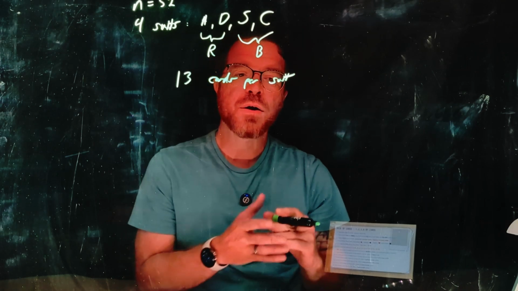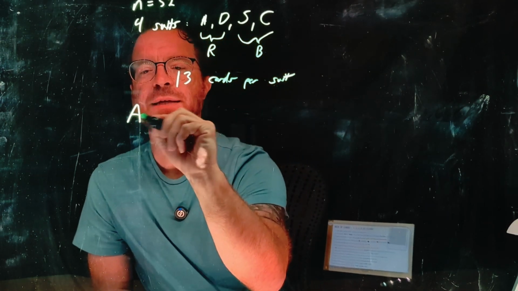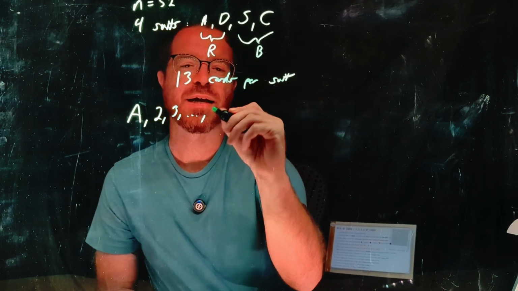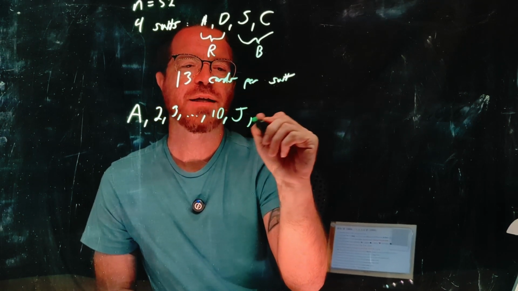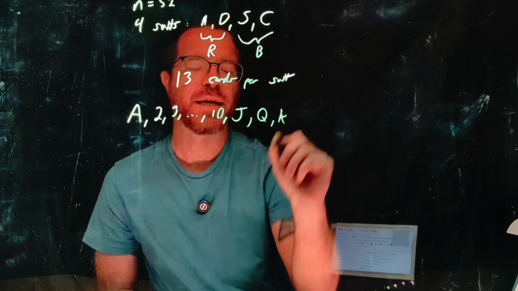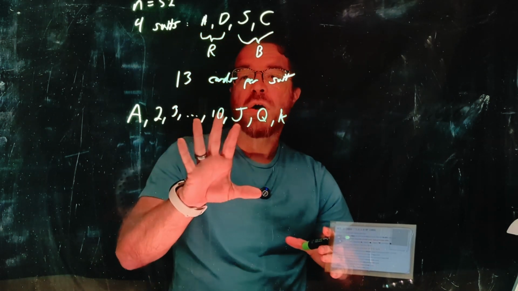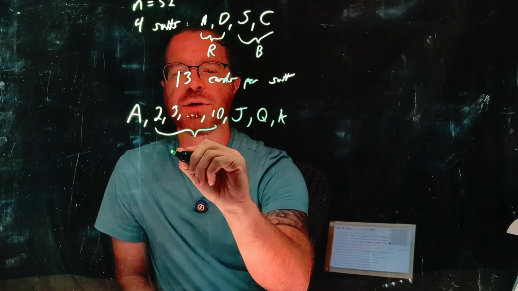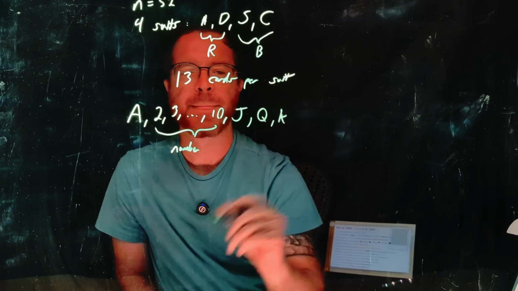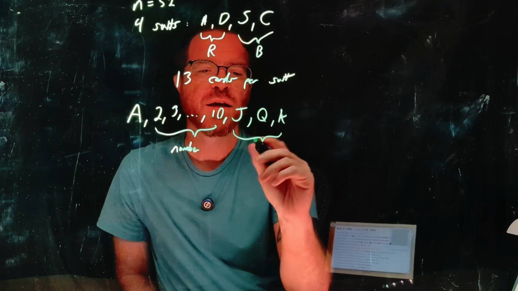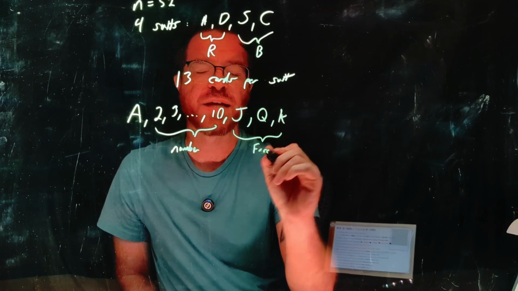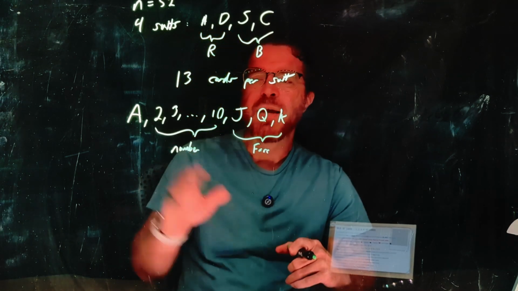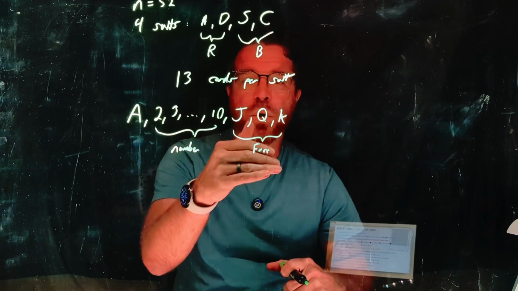And the cards that are available are ace, 2, 3, 4, 5, 6, 7, 8, 9, 10, jack, queen, and king. Of these cards, the numbered cards are the 2 through 10. So these are number cards. The jack, queen, and king are often referred to as the face cards. So if we ask what's the probability of a face card, we're talking about jacks, queens, and kings. The ace is not a part of the numbers or the face cards.